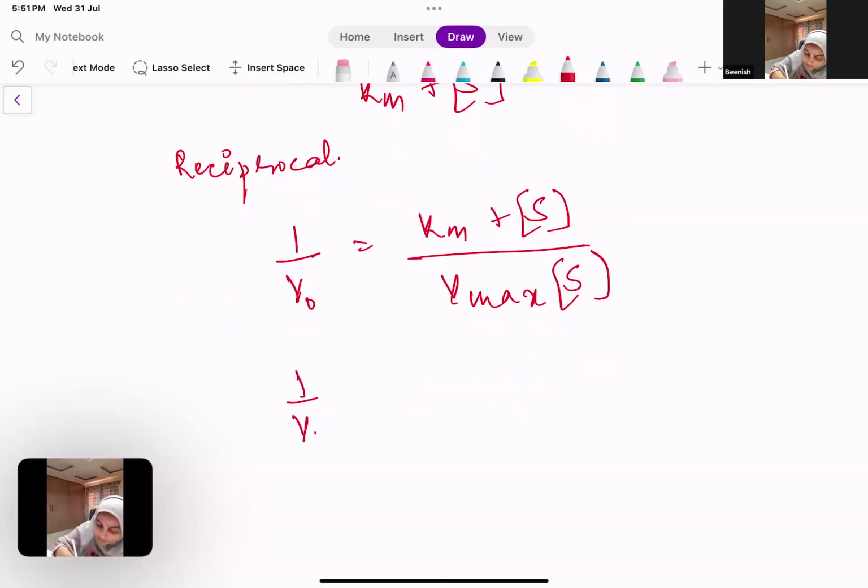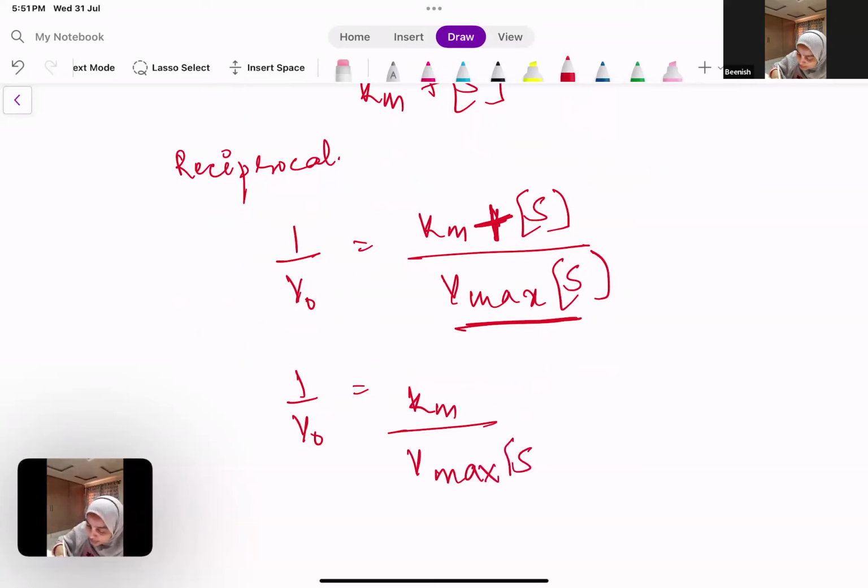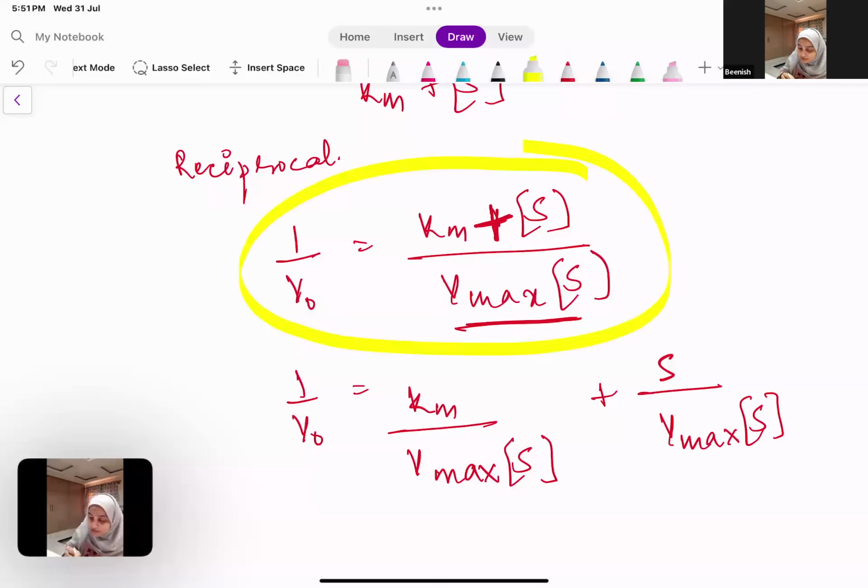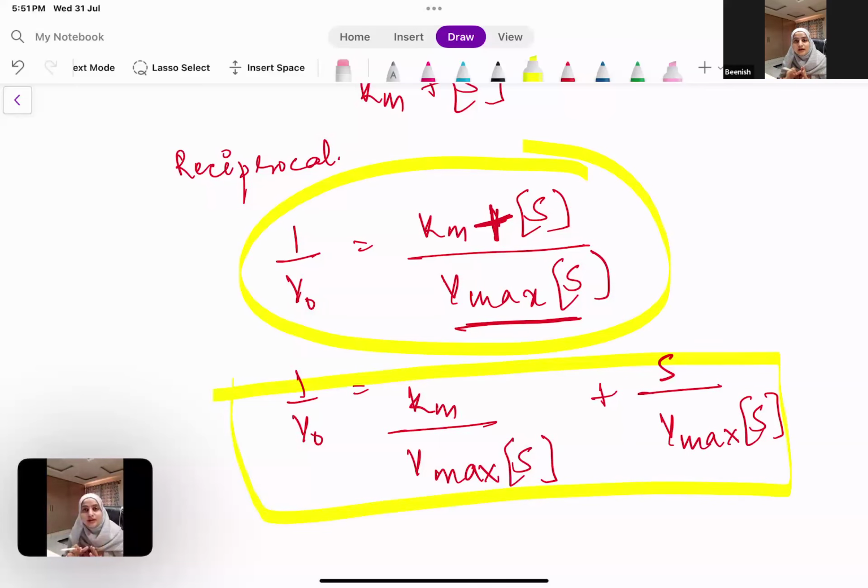Now, 1 upon V naught is equal to, now you are adding Km to S. Again, some simple maths is going to be done here. So this is the common denominator. I'm just writing this in a different way. If you had attended your maths class, you will not be confused right now. This here is nothing but the same as this. I've written the same thing in a different manner.